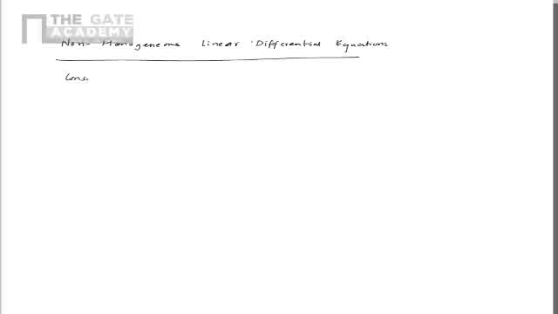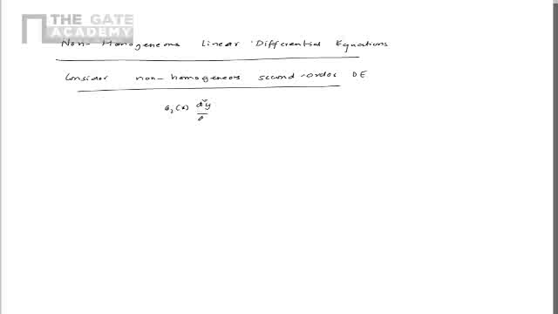So consider a non-homogeneous second order differential equation. I can write the second order non-homogeneous case something like this, with F of x on the right side. So this makes the differential equation non-homogeneous.